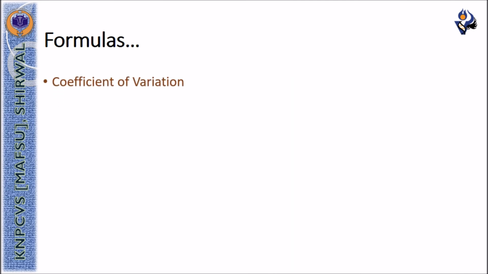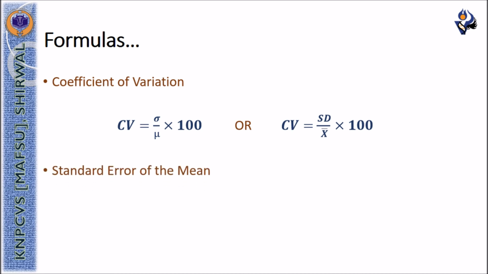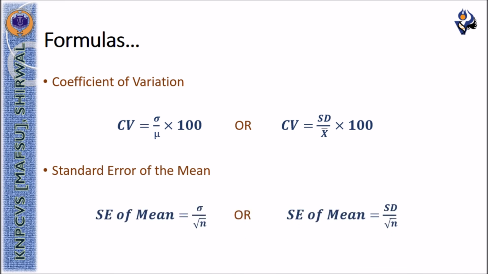The formula for coefficient of variation can utilize population mean and the population standard deviation, or the sample standard deviation and the sample mean, whereas the formula for standard error utilizes the standard deviation of the population and number of individuals of a sample, or standard deviation of the sample and number of individuals in the sample.